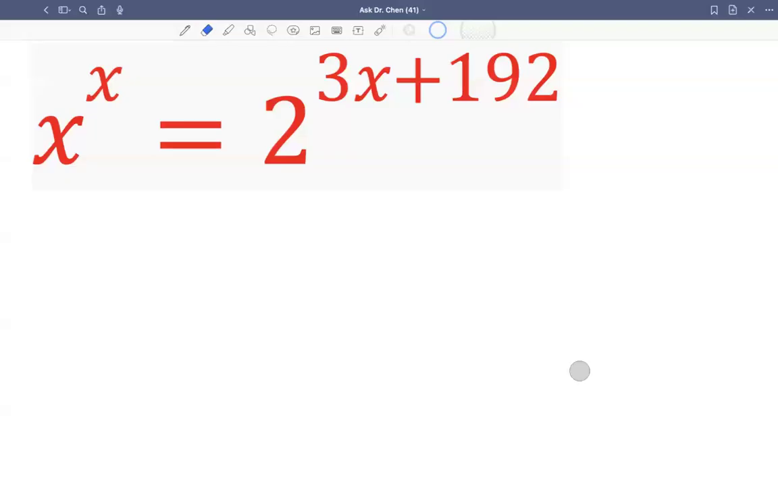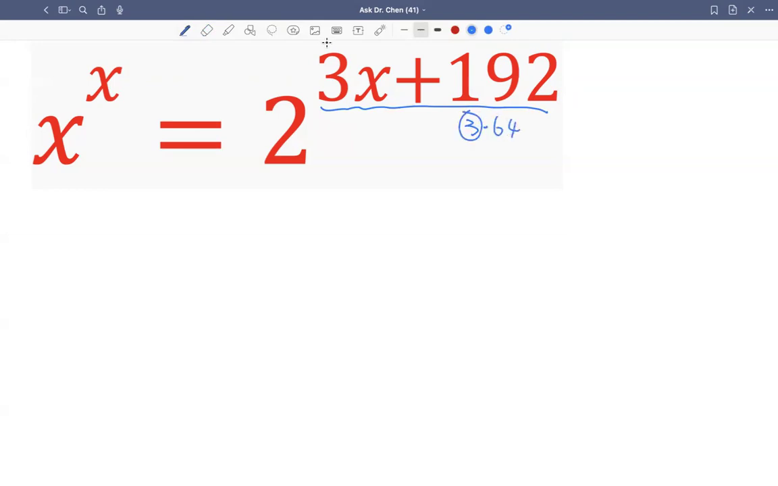Let's see this question. We are given this equation. On the left-hand side, we have the variable x raised to itself, x^x. On the right-hand side, we have 2^(3x + 192). Well, 192 is 3 multiplied by 64.